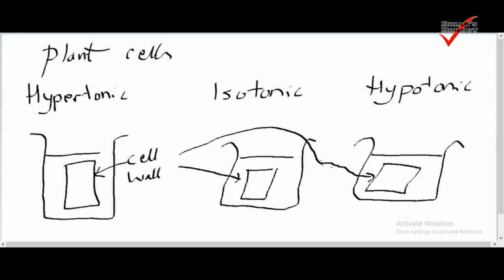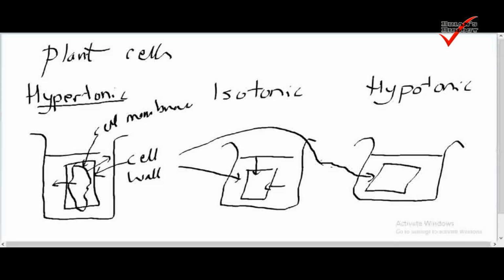Now that's not going to be the same for a plant cell. A plant cell has a cell wall. That means it has its own container. So what happens to a plant cell inside a hypertonic solution? Well, it's not going to shrivel away completely because the cell wall is going to maintain the cell's shape. Instead, it's going to be what we call plasmolyzed. The inside part of the cell is going to strip away from the cell wall.